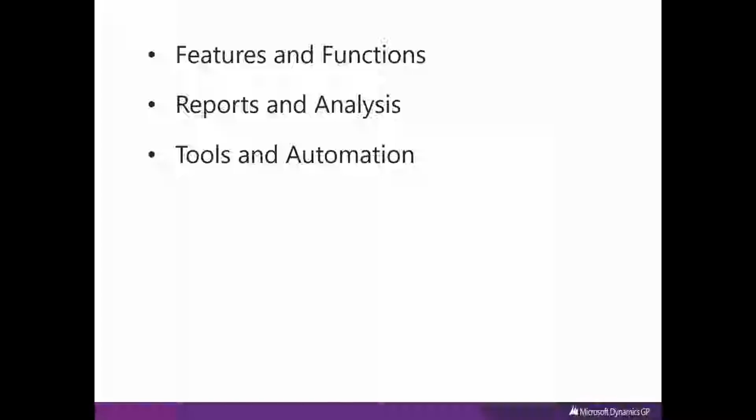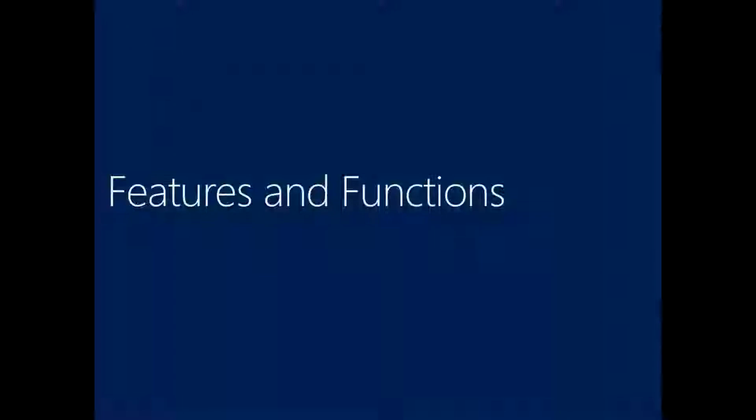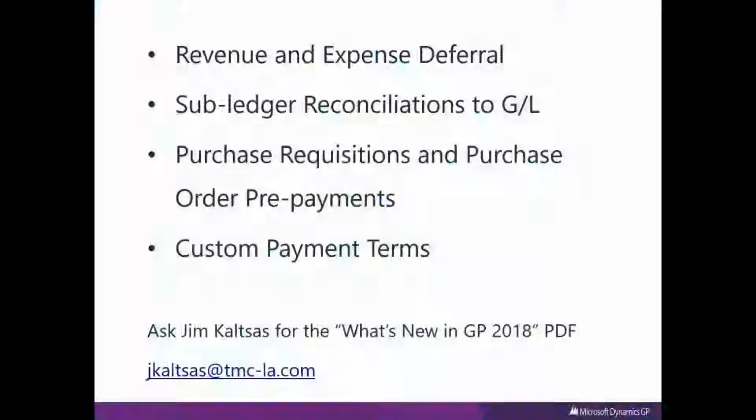How can we take what might be a manual process or an ad hoc process and turn that into something that's going to be an automated process for you, and make sure we have proper controls around that? So within features and functions, I want to focus on 4 areas: revenue and expense deferrals, subledger reconciliations to GL, just a means of speeding up month-end or year-end close processing, purchase requisitions and purchase order prepayments, greater control over the supply chain and the purchasing cycle by putting those controls and approvals in up front.